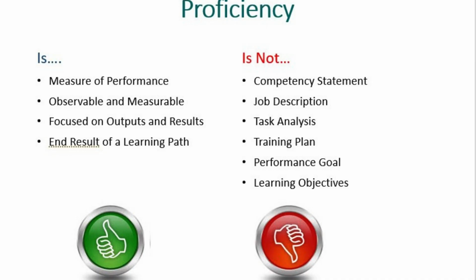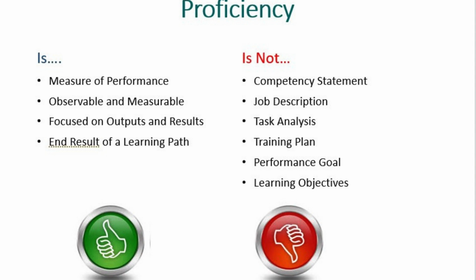For proficiency, the "is" side says it is a measure of performance. It is observable and measurable. It's about outputs and results. It is the end result of a learning path. Got it. Performance focused. And the "is not"? Proficiency is not competency. It's not a job description, not a task analysis, not a performance goal, and not learning objectives. It clarifies what it isn't, which helps sharpen the focus.